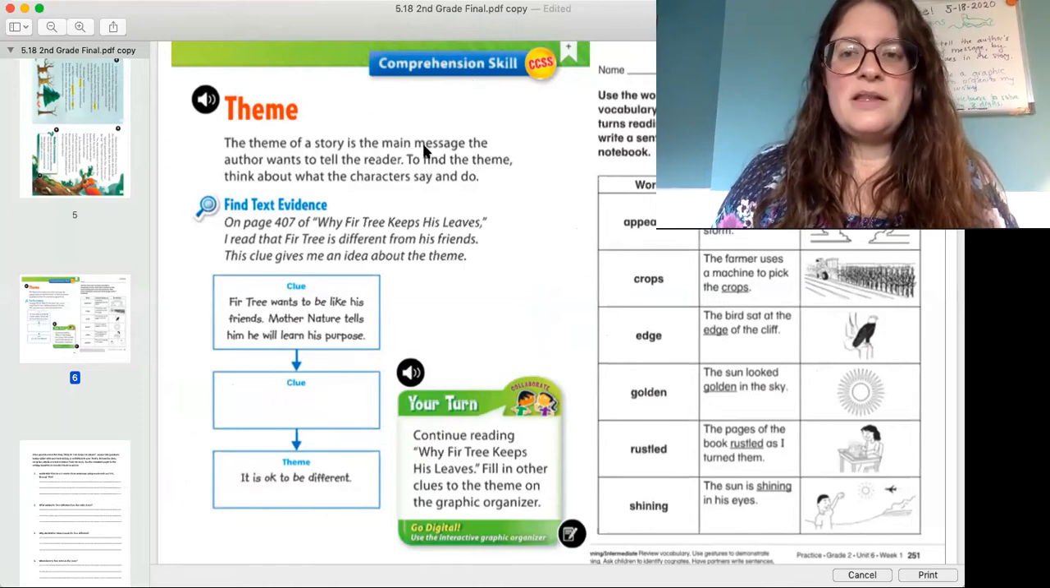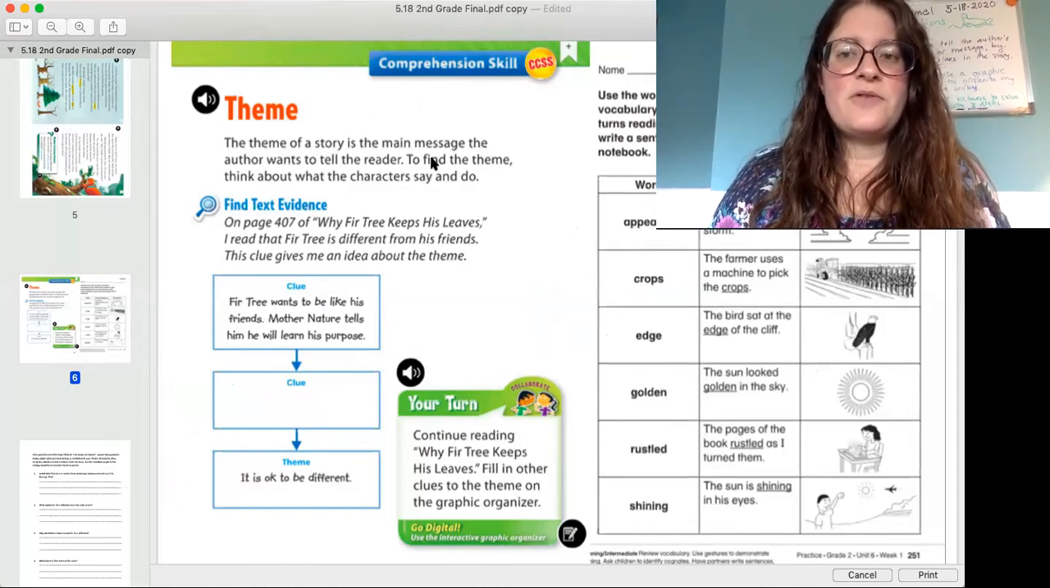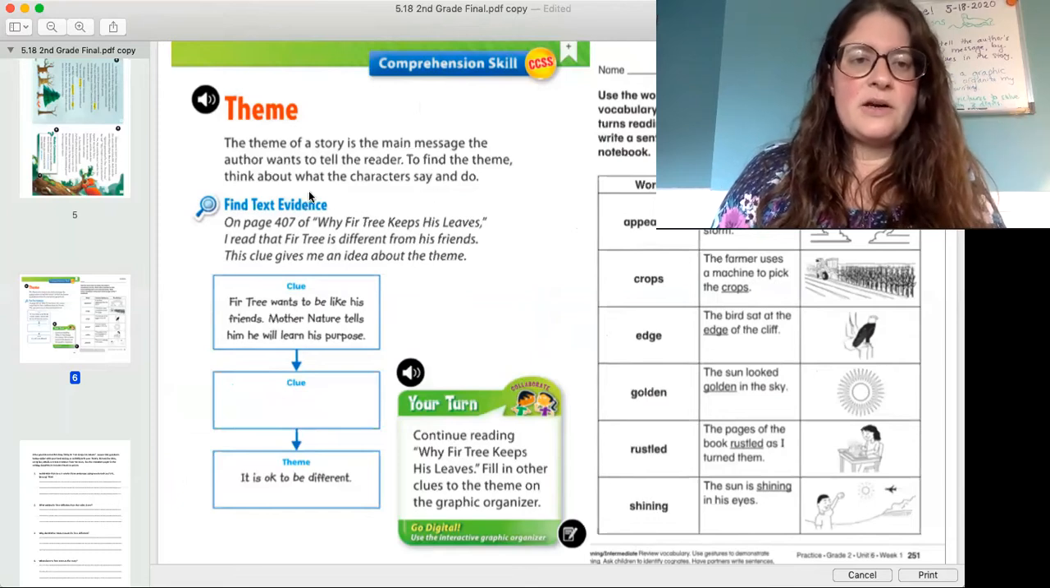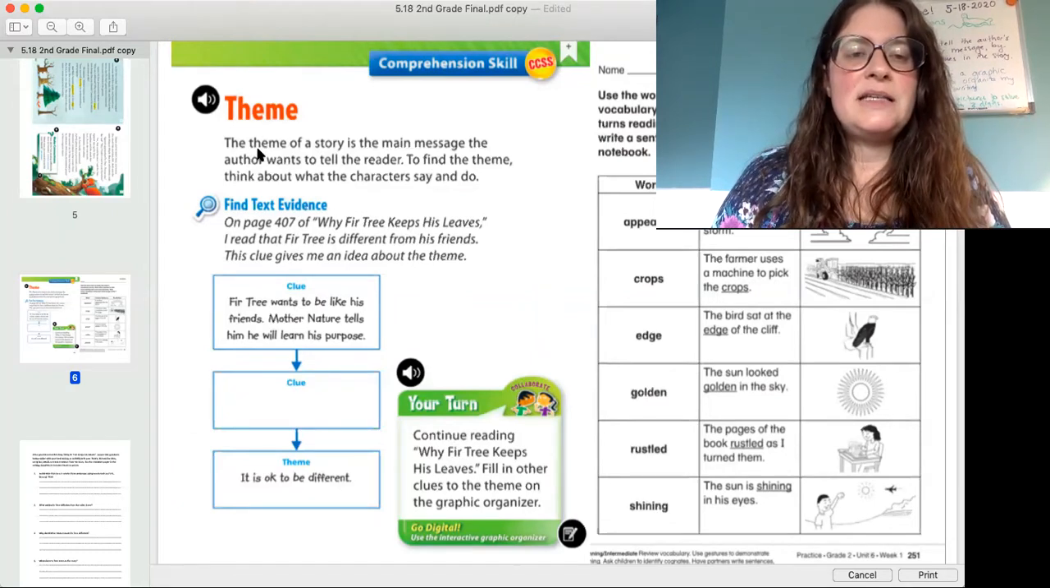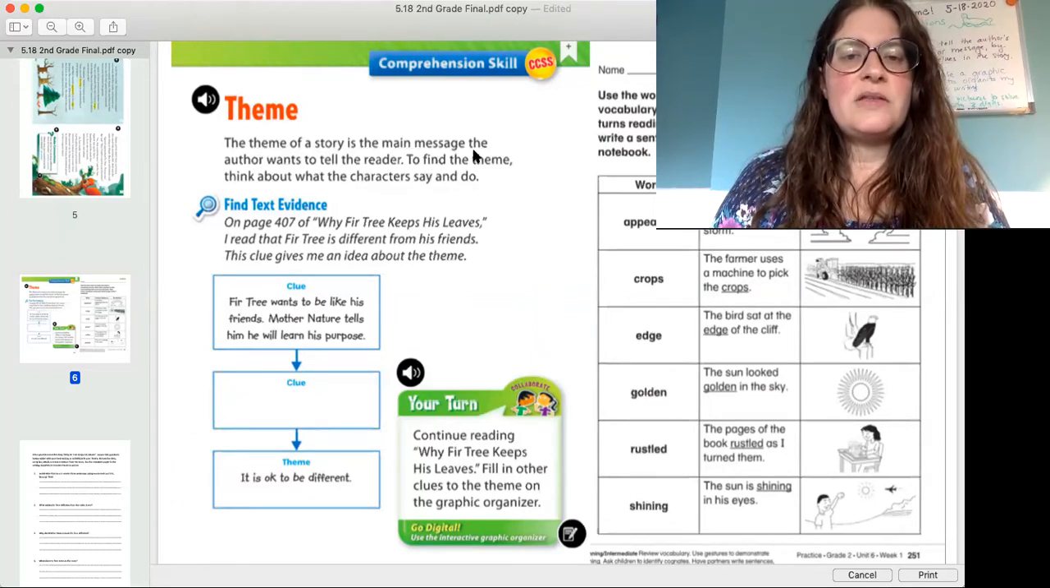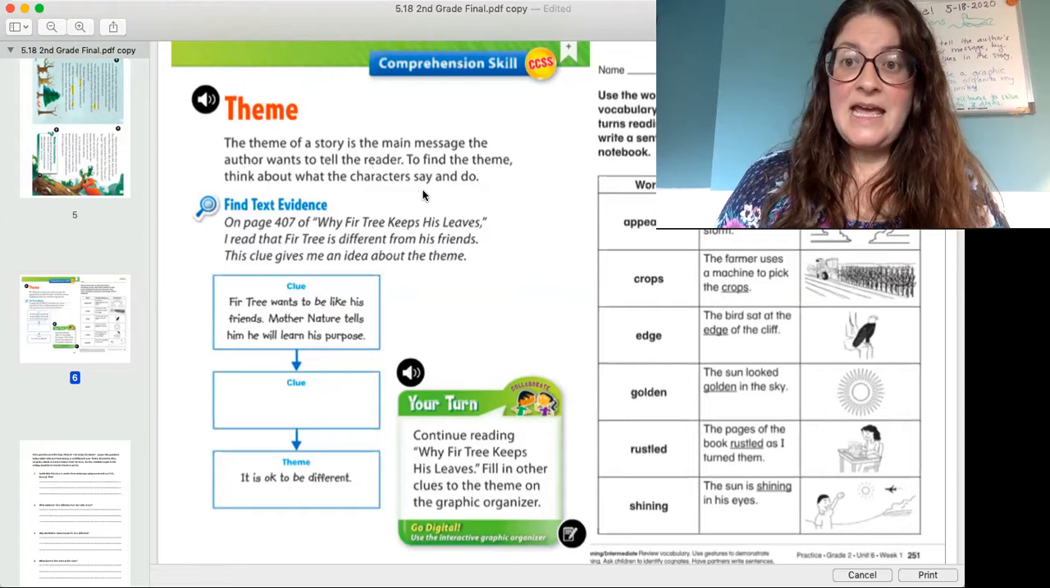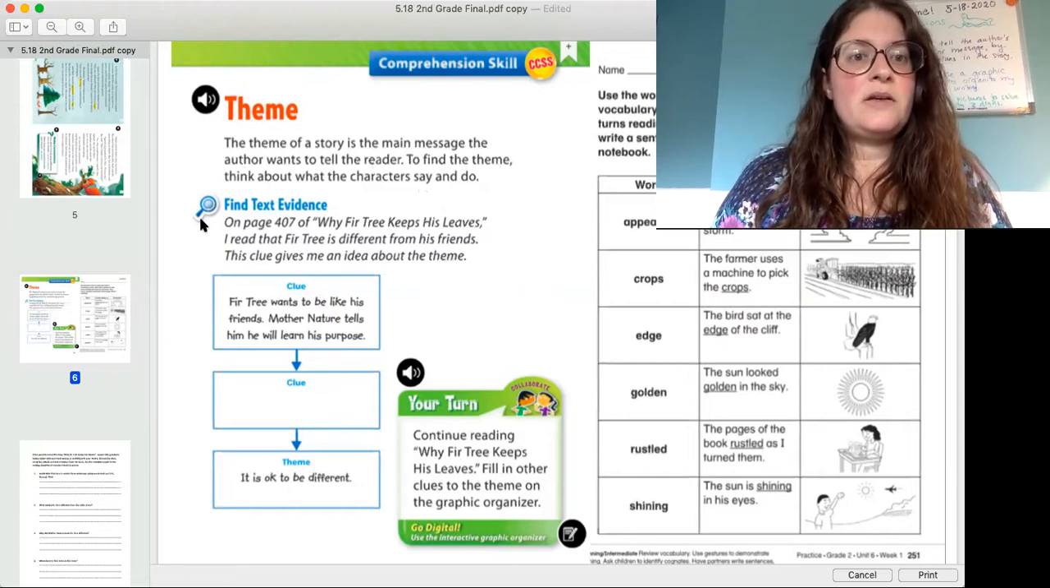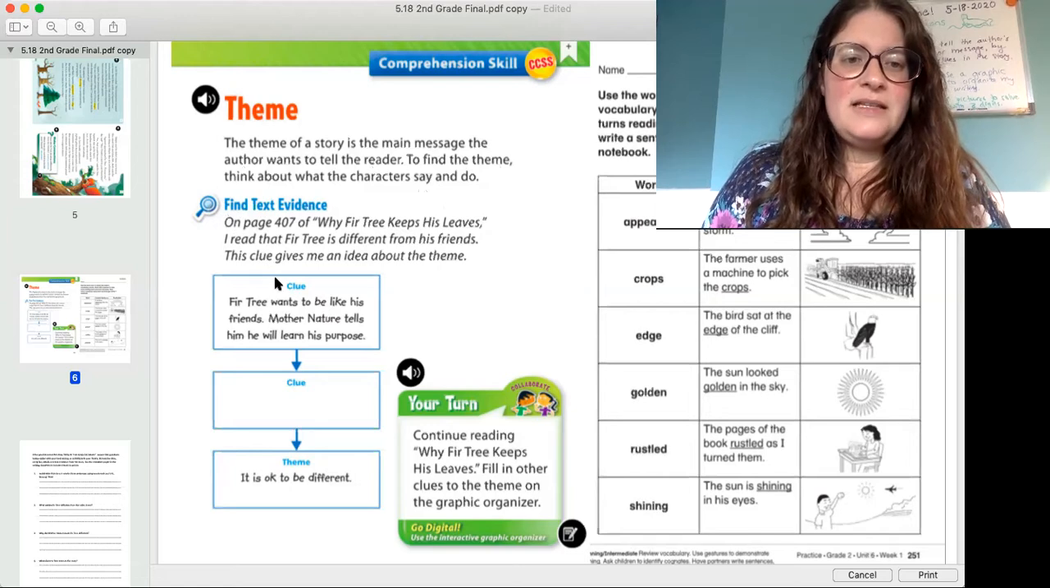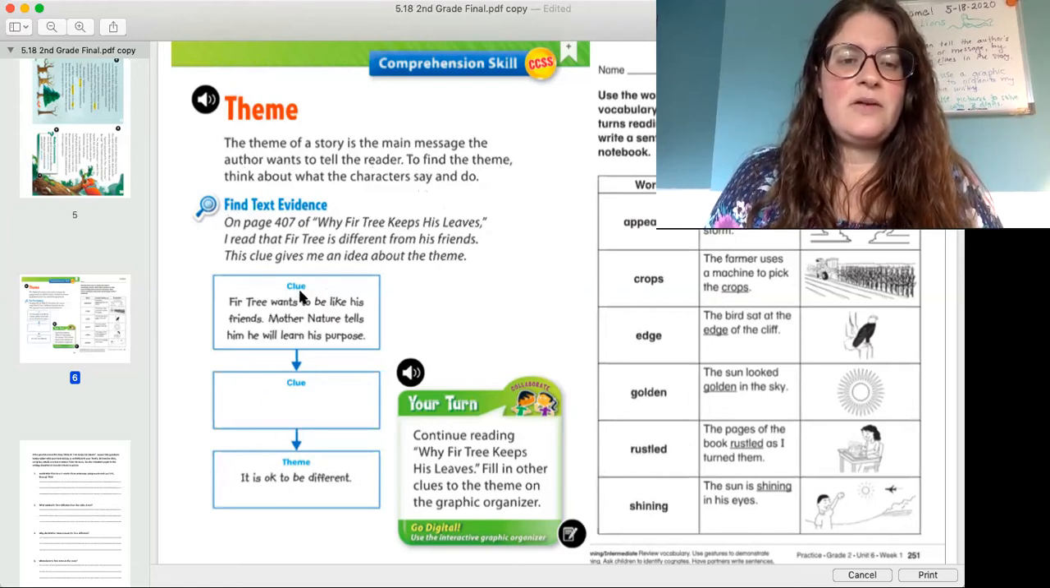So I know you haven't read the story yet in the packet, The Fir Tree, and you will later, but this has a really nice definition. The theme of the story is the main message the author wants to tell the reader. To find the theme, think about what the characters say and do. So I like how they have this little spyglass telling you to find evidence and the clues. So you can take notes when you read to find out what clue it is and what it leads you to think about that story.